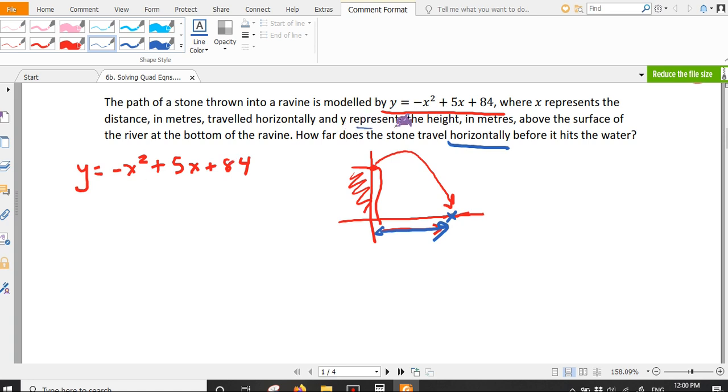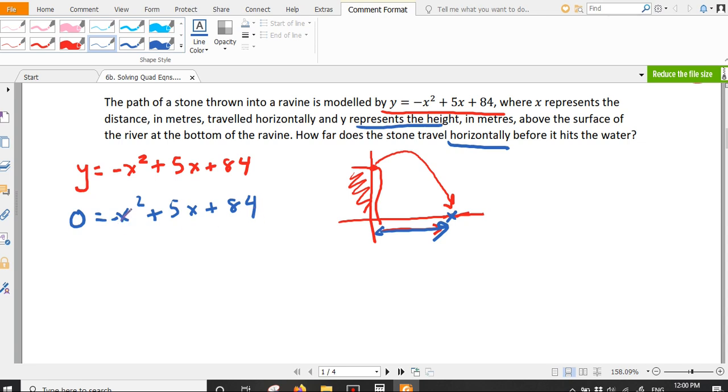And what does y represent? Y represents the height. So this is the height. Now, in other words, we want a height of 0. Okay. Now, there's a couple things we can do here.